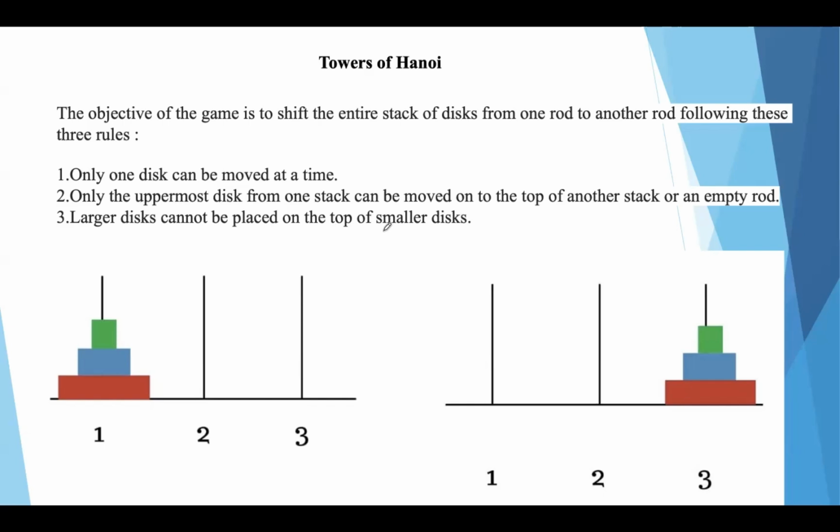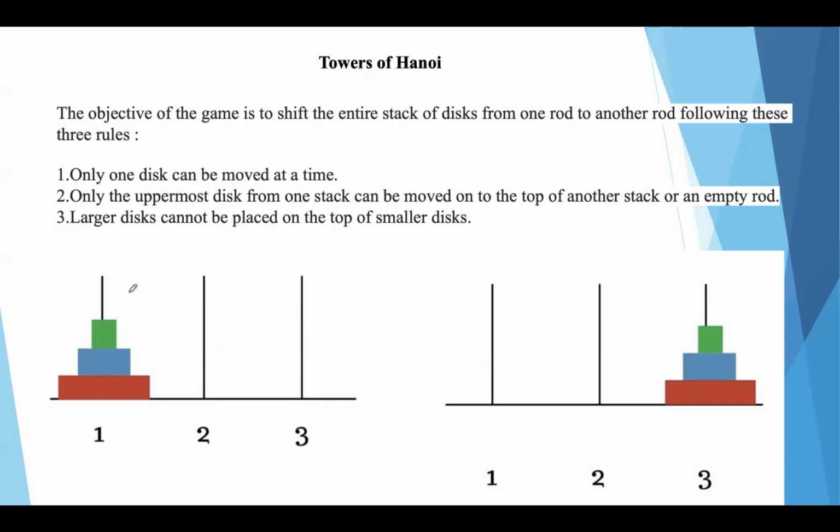Before going into the problem, first we need to understand a few rules. In order to shift the entire stack of discs from one rod to another rod, you can see in the picture these are the rods. We need to follow three rules. Only one disc can be moved at a time. You can move only the uppermost disc from one stack to another stack. Here we have the green disc, which is the uppermost disc, so you can move only this green disc from one stack to another stack. It can be either two or three.